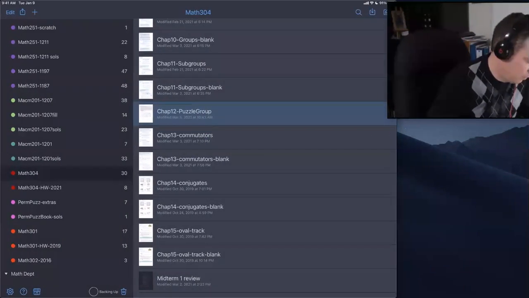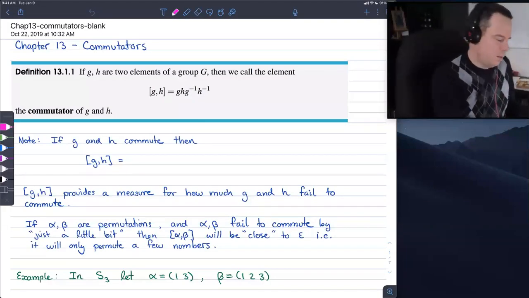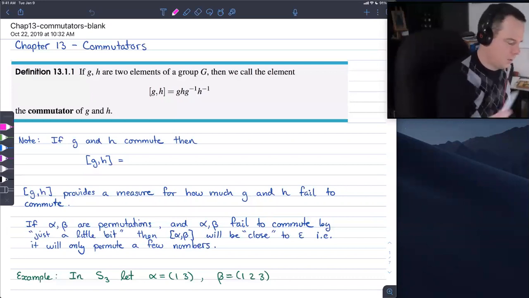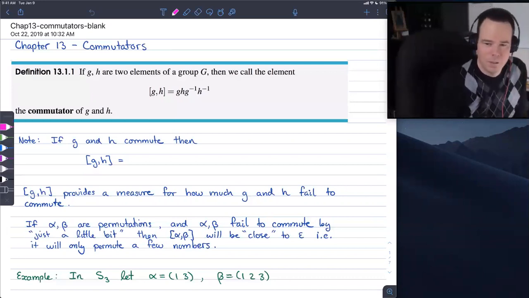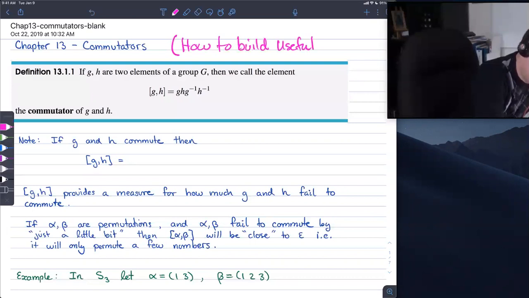Now what I want to do is get into the next section, which is chapter 13 on commutators. This is going to be how we build puzzle moves. So how to build useful moves.